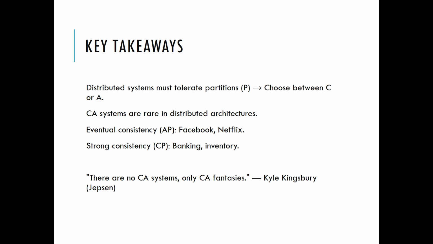To wrap up, all distributed systems start with partition tolerance, P, then choose C or A. CA is a myth for distributed architecture, single node only. AP, eventual consistency, powers social media and Netflix. CP, strong consistency, protects money and inventory. Remember Brewer's wisdom: CAP forces conscious trade-offs. Designers ask, what can my users tolerate: errors, delays, or stale data? That answer shapes everything.